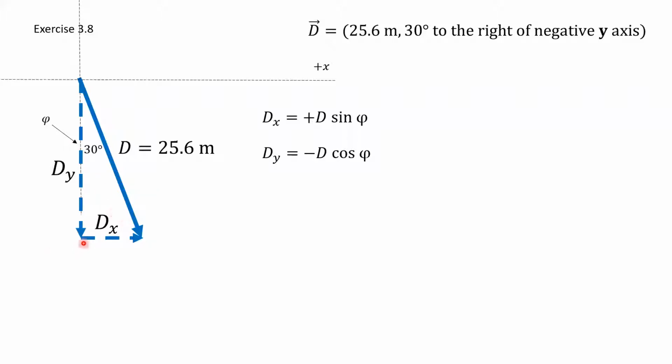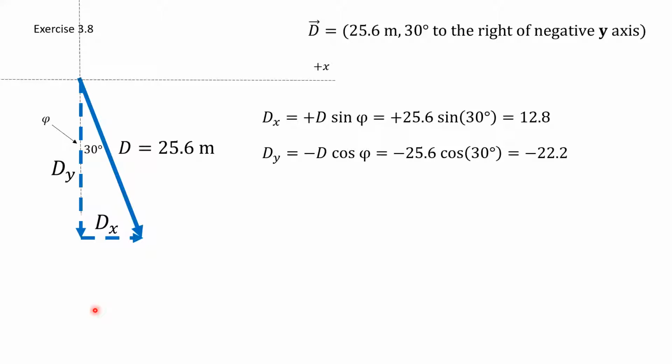In this triangle, the x component is the opposite side of the triangle. So I'm going to use the sine function. I take the hypotenuse of 25.6. I multiply by the sine of what I'm calling phi. And notice I've plopped a plus sign in front because the x component is positive. On the other hand, the y component, which does point downwards, needs a minus sign in front. Because if I use the cosine function to find the length of the adjacent side, that's going to spit out a positive number. Hypotenuse times the cosine of 30 would actually be a positive number. It's up to me to insert the minus sign since I know that the y component is negative.